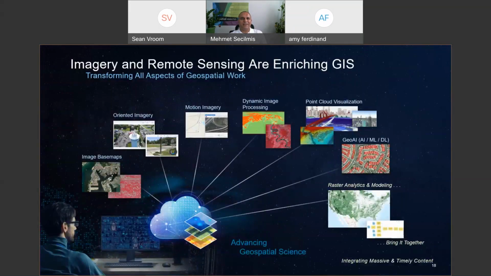As part of big data, we talk about big data a lot now, and imagery and remote sensing are enriching GIS in many ways. We used to use imagery as a base map, but we use it for different purposes now. We use imagery and remote sensing in oriented imagery, motion imagery, dynamic image processing, point cloud visualization, artificial intelligence and machine learning, which we call GeoAI, to raster analytics and modeling. So imagery and remote sensing are enriching GIS technology.